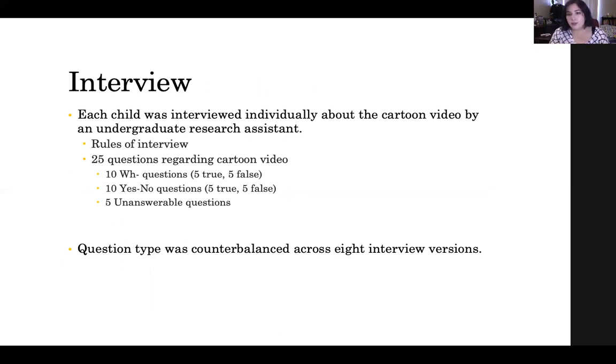So like I said, children were interviewed individually about their memory for that cartoon video immediately following the individual difference measures. And in the first part, the interviewer covered basic ground rules, such as saying, I don't know, and asking questions if they don't understand, and not guessing any answers. And then children were asked 25 questions about the cartoon video. On the next slide, I'll break these down in depth. Question type was counterbalanced across 8 interview versions, and within each interview version, we randomized question order.